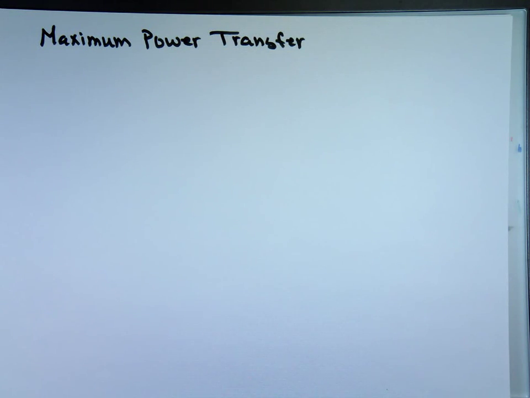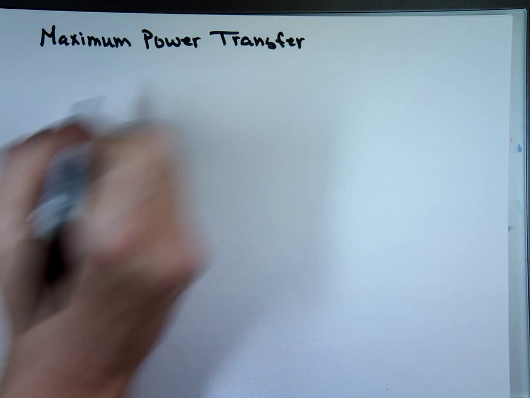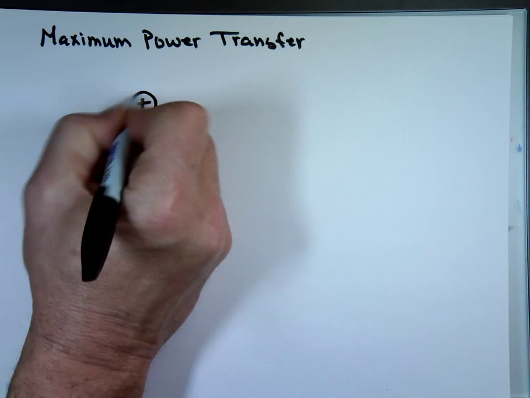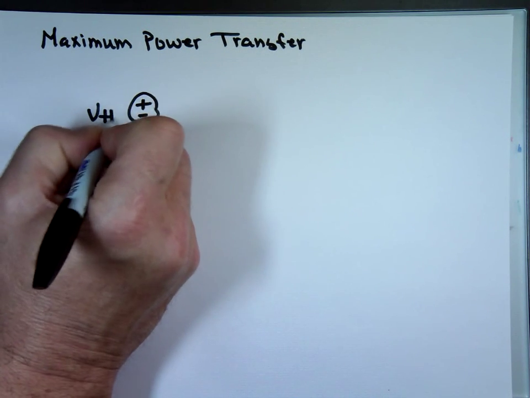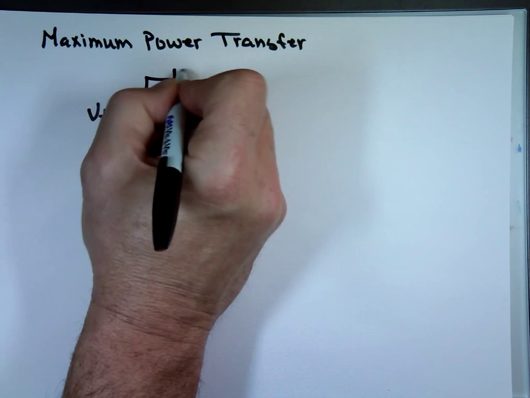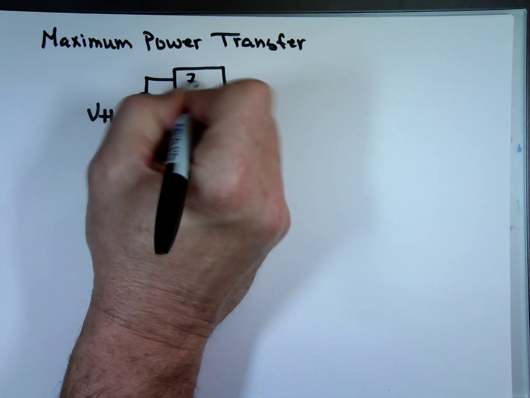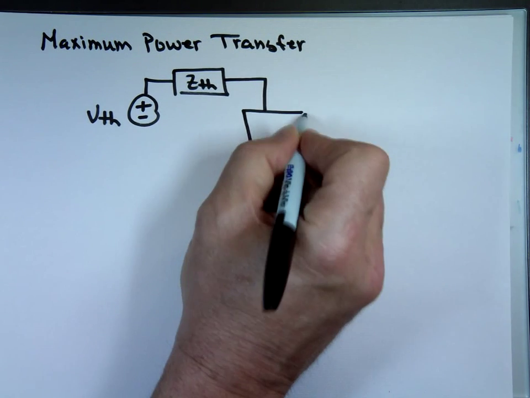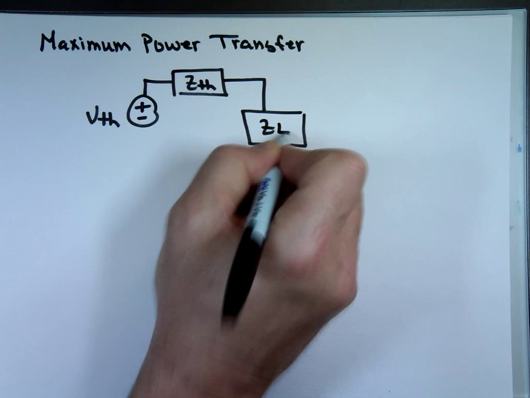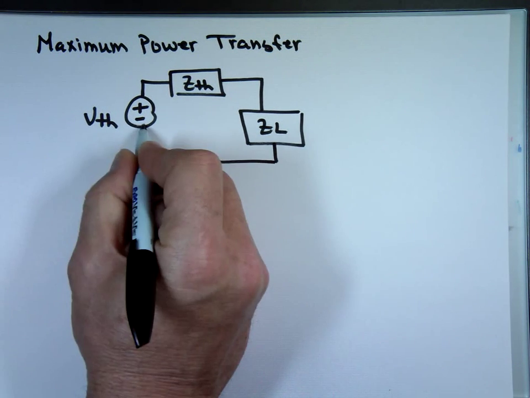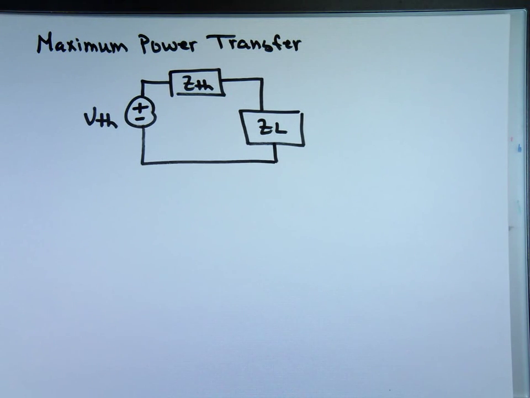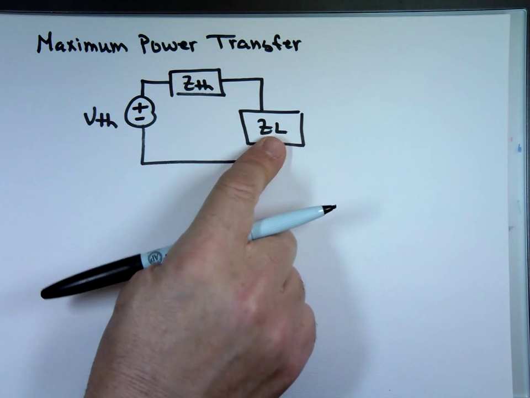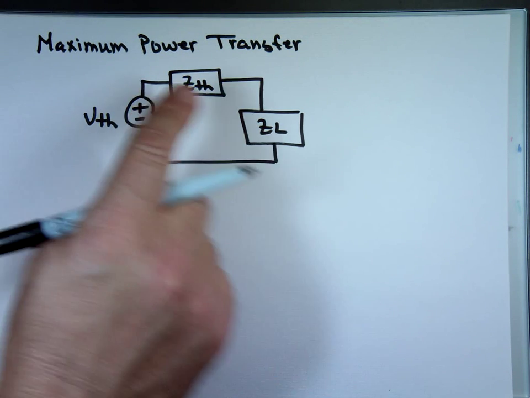Maximum power transfer. Let's say I Thevenize my circuit and I have V Thevenin here, and I have Z Thevenin here. And the question: what value for ZL should I use here to give me a maximum power transfer?